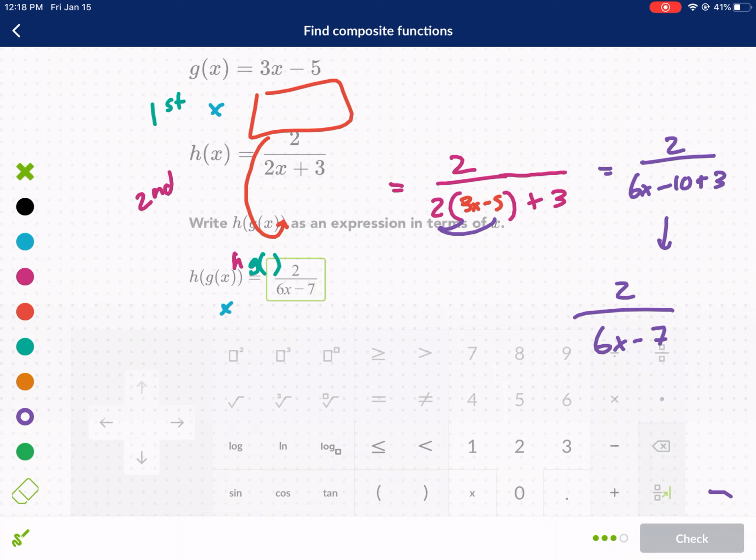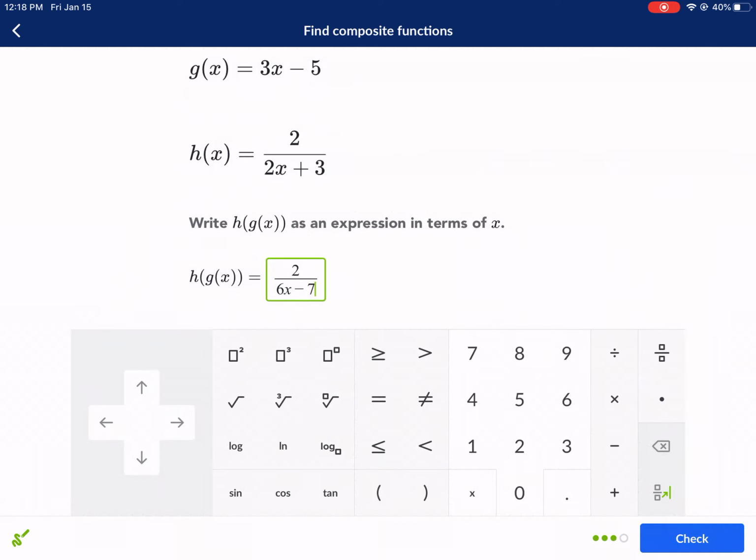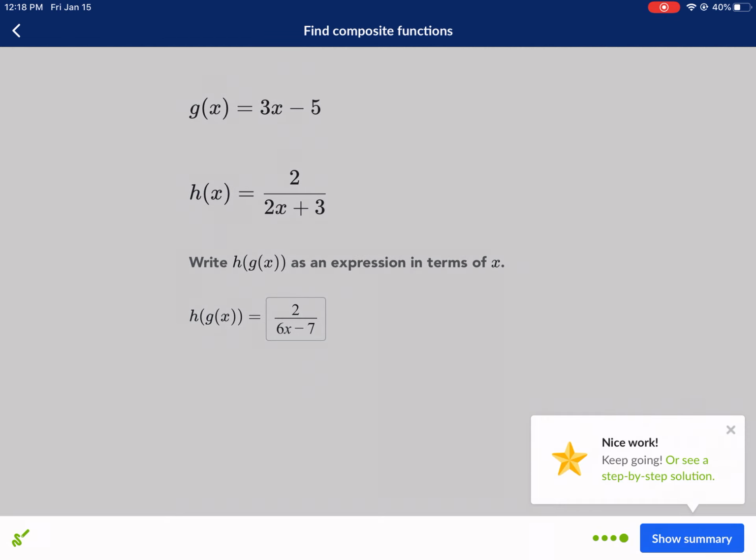I'm double checking here to distribute. You get negative 10 plus 3. Everything looks good. I think that's going to be it. So we're going to check it, be confident in our answer, and we were right.